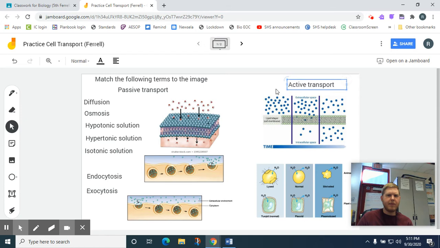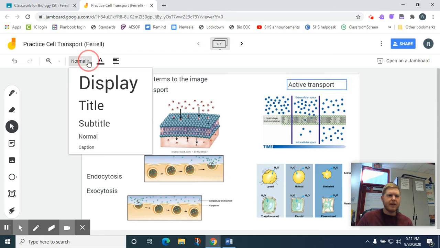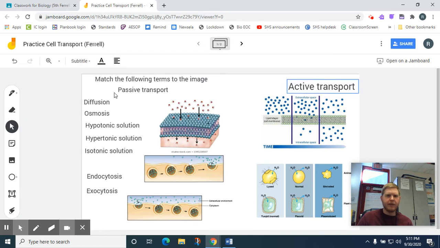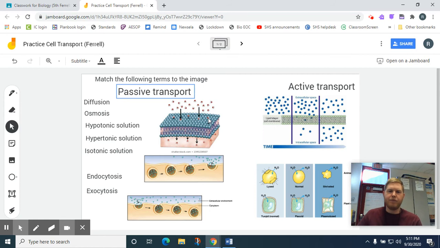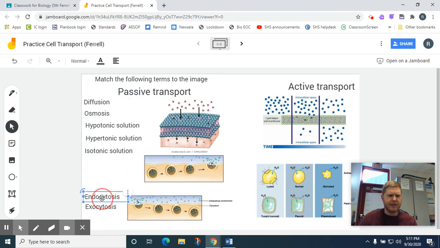Okay, so I'm going to make these a little bit bigger. That way they stick out a little bit more. Everything that's passive, we're going to put on this side, and everything that's active, we're going to put on this side. So all these words fall into passive transport or active transport. Now, let's move the words to the side real quick.